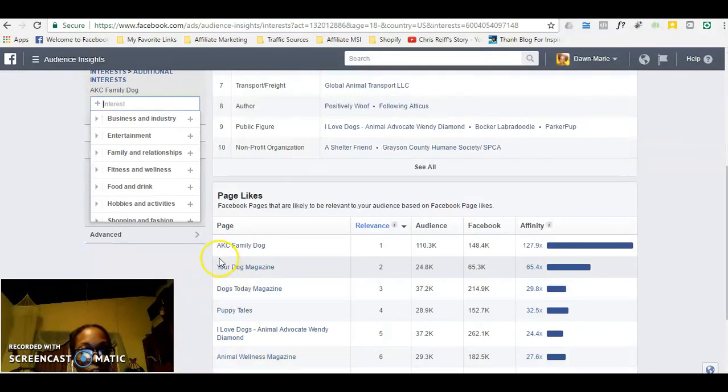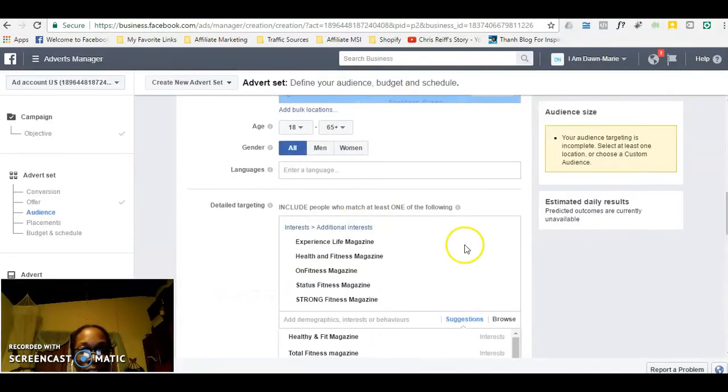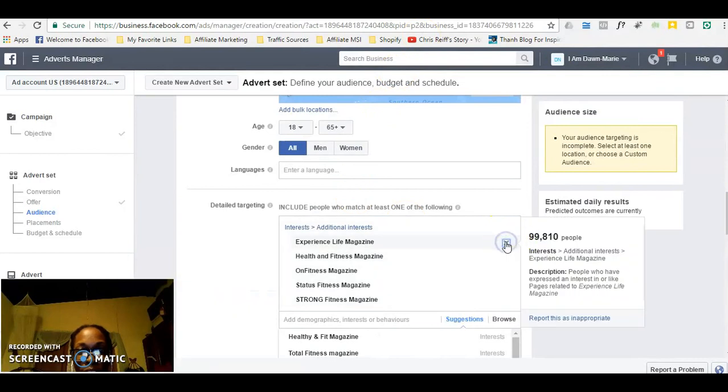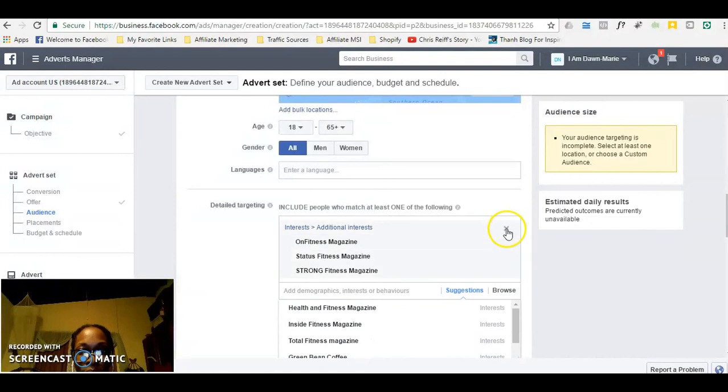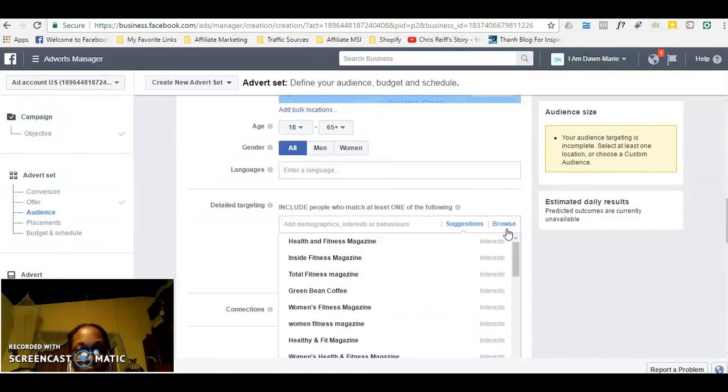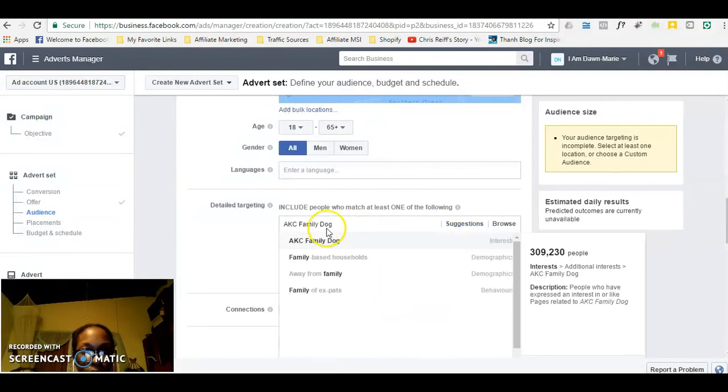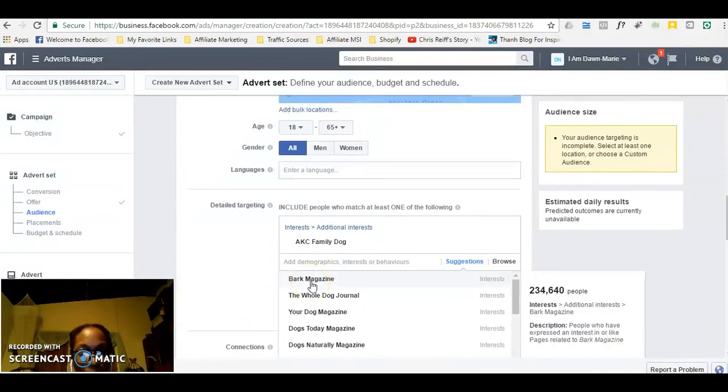So that's one way. You would write down these interests and you would go into your Adverts Manager and you would tell Facebook that this is an interest that I am interested in targeting. We're just going to remove these ones. Okay, so we're going to put AKC Family Dog. And let's see what other interests Facebook is going to help us with. So we have Bark Magazine. So pretty much any magazine you can target. If these are subscription magazines, then you have buyers. And you want those buyers who are willing to pull out their credit card and shop with you.